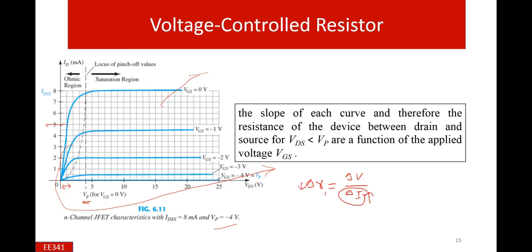For example, this is the first case. And if we are talking about the second case, where VGS is 0 and then VGS is -2, then it is, for example, R2. In this case, for the same change in voltage, the current change is relatively small as compared to the previous case.